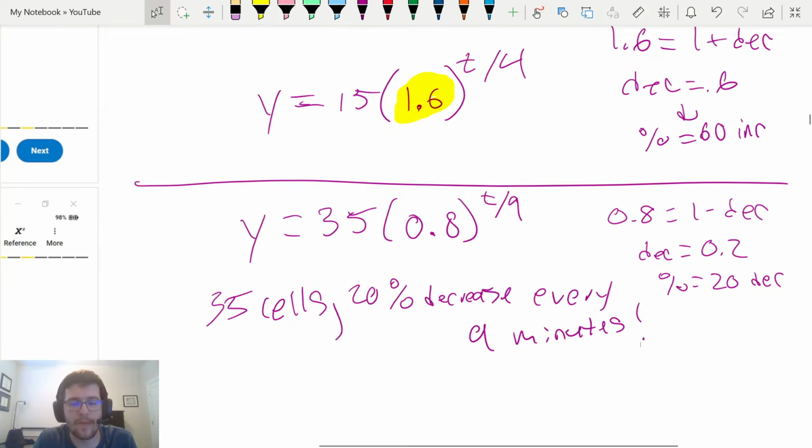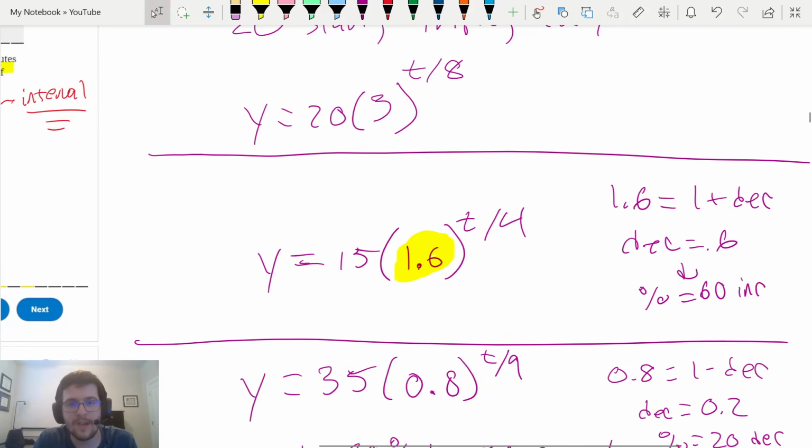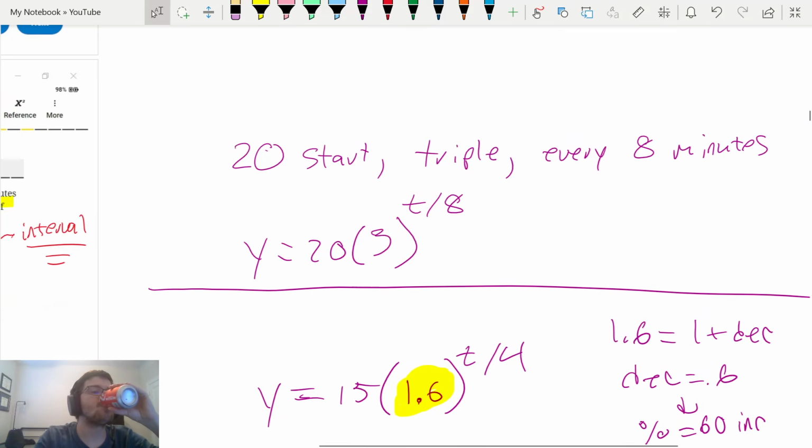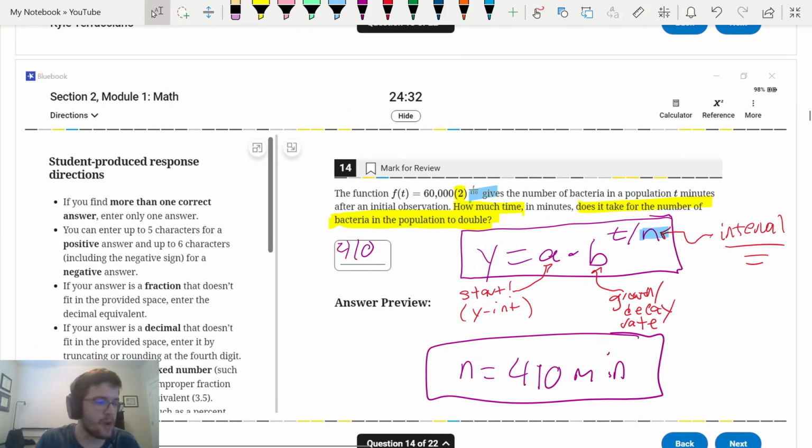We had to go from the equation to the words, and we had to do the percent multiplier backwards, which lots of kids don't know how to do. So I figured I'd go over it really quickly. Okay, so I hope that helps. Number 14 is 410. Again, we just had to look at it. You've got to know this equation I wrote on the board. Let's move on.